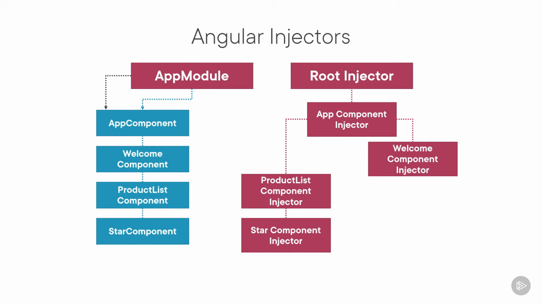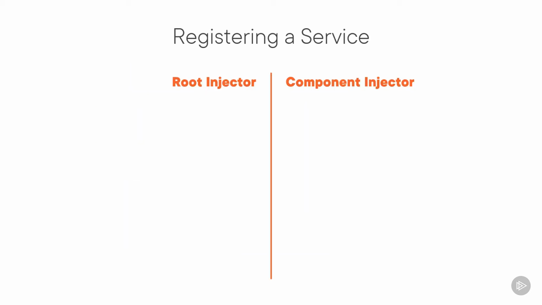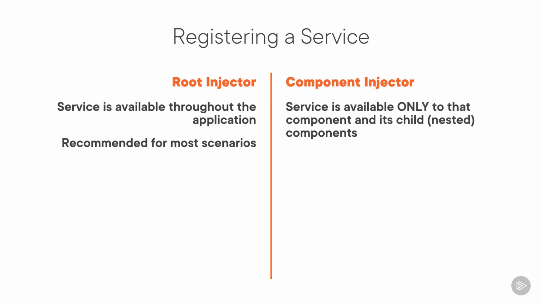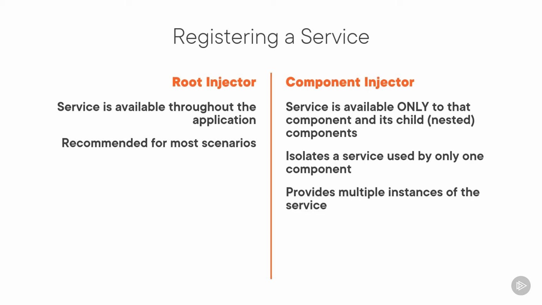So when should you register your service with the root injector versus a component injector? Registering a service with the root injector ensures that the service is available throughout the application. In most scenarios, you'll register the service with the root injector. If you register a service with a component injector, the service is only available to that component and its child or nested components. This isolates a service that is used by only one component and its children, and it provides multiple instances of the service for multiple instances of the component.